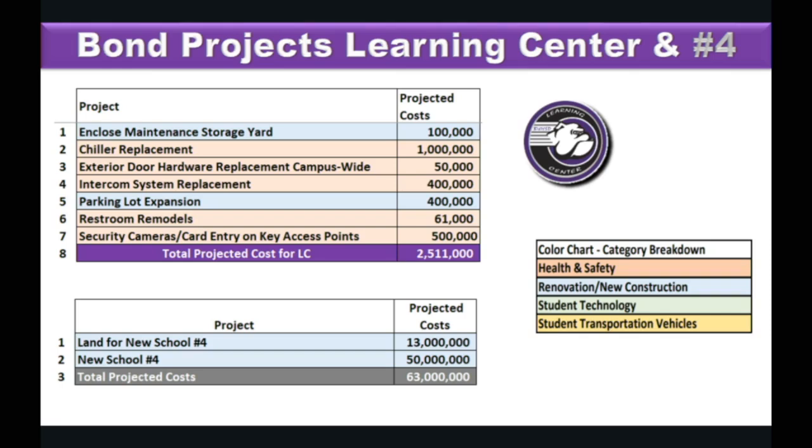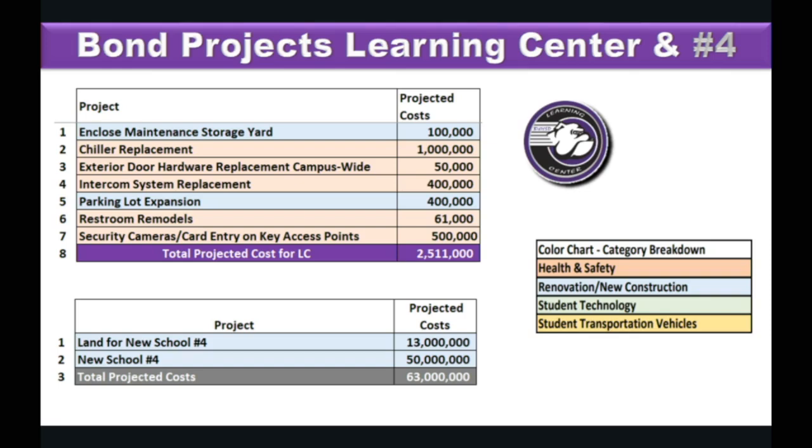And then the bond projects at our Learning Center. The main one there is the chiller. We have 2 chillers on that campus, but the first one was put in 2011. And we're starting to have issues with that, so we figured in the next 10 years we would need to replace that, so we wanted to add that to the list. We have an intercom system issue there as well, parking lot expansion, restroom remodels, and some security camera and key access points, as those were originally installed and are starting to fail because of age.